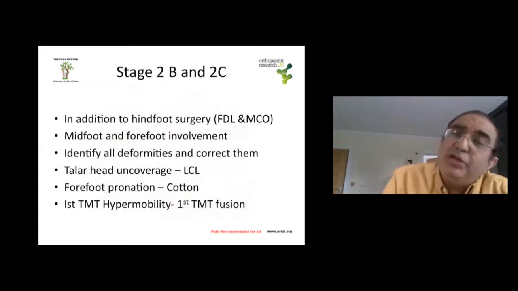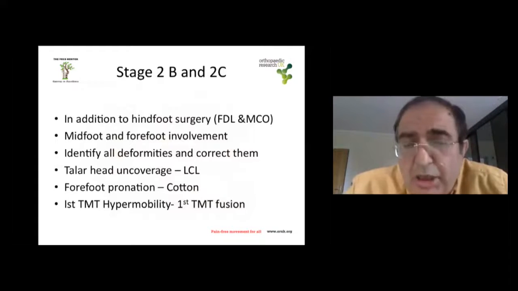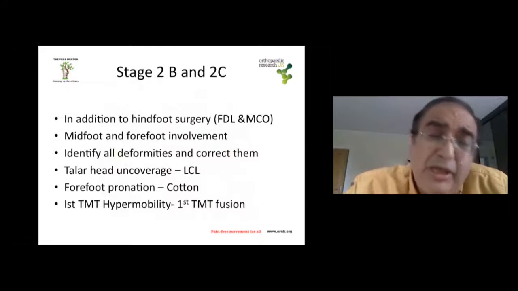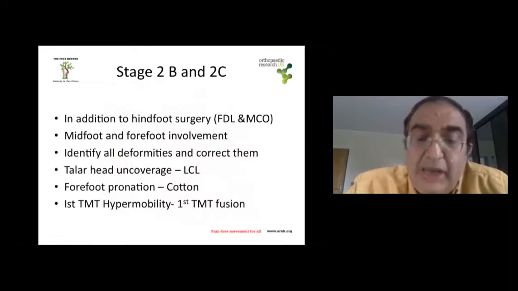Stage 2B, because there is a midfoot abduction, you need to correct the midfoot abduction along with the hindfoot deformity. So there you can do a lateral column lengthening. And in stage 2C, because there is also a first TMT hypermobility, you can do a plantar flexion or a dorsal open wedge osteotomy of the medial cuneiform.